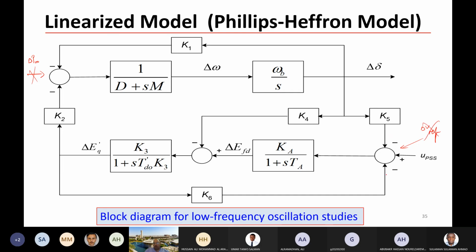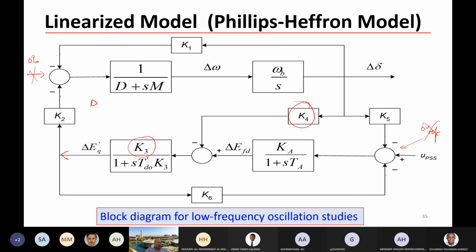So these are the two components of Vt, and these are the two components of Be, which is K1 delta delta and K2 delta Eq prime. The terminal voltage is K5 delta delta plus K6 delta Eq prime. So this is the terminal voltage. K4 and K3 we will derive soon. Okay, how to reach that conclusion?